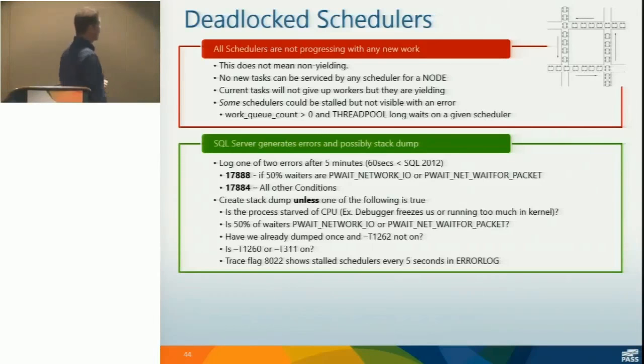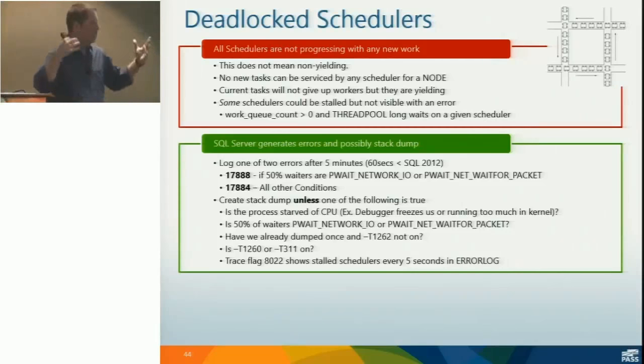If this occurs after 5 minutes, we will produce a 1788 message if half the waiters are waiting on async network I/O. If half of them are doing that, but they're all deadlocked, we'll print a different message than we'll do for all other conditions. And we create a stack dump based on some very interesting logic. And this is one that'll catch you. So prior to 2005, I think it's 2005, we would do debugging with the debugger, and we'd freeze the debugger by just looking at the stacks. And then you come out of it and you get a deadlock scheduler message, right?